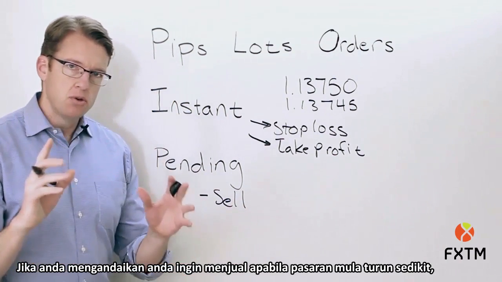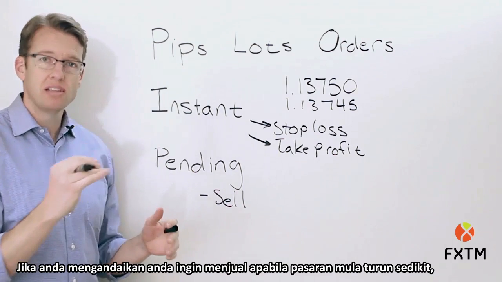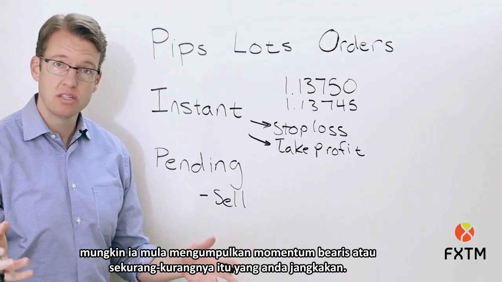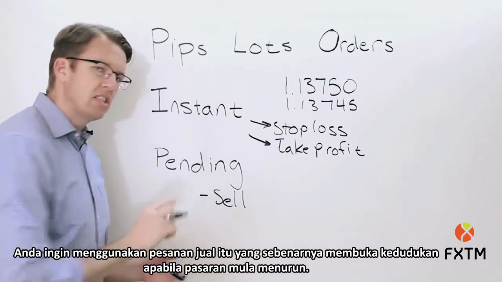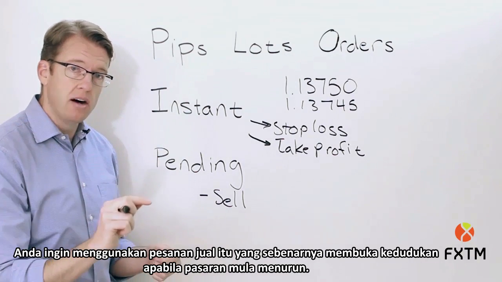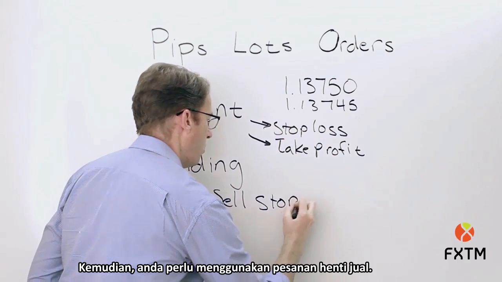Now, if you assume that you want to sell as the market begins to fall a little bit, maybe it's starting to gather a little bit of bearish momentum, or at least that's what you're anticipating. So you wanted to use a sell order that actually gets you into the position as the market starts moving down. Well, then you would need to use a sell stop order.